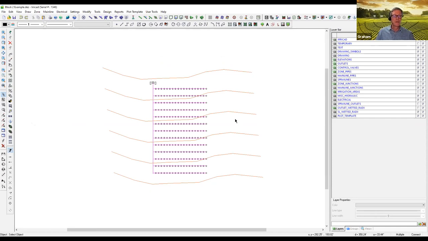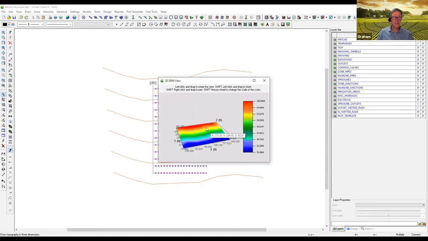Here we have a block with some elevation, and as is done frequently, the lateral pipes are in line with the contours, so they're fairly level across the contours, but there's quite a slope down the submain. And we can look at the three-dimensional model, and I'll exaggerate that a little bit. But the laterals are going across and the submain is coming down the slope. So there's a lot of slope there.